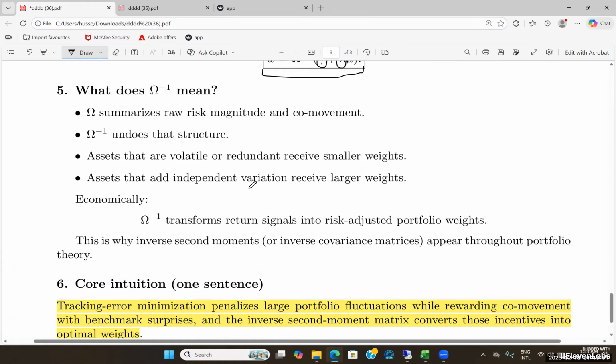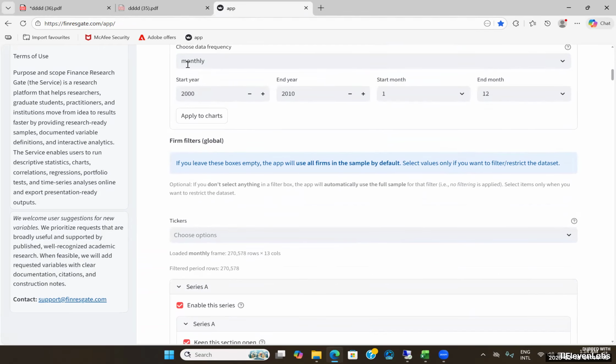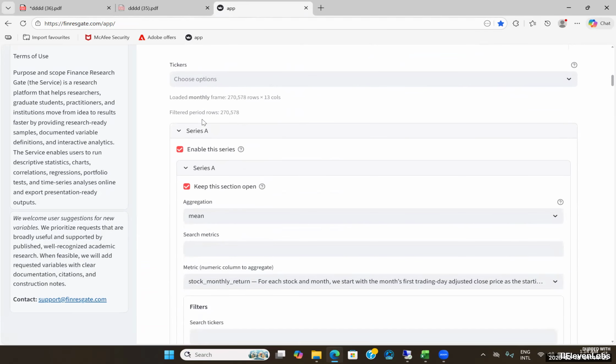So, to apply this concept, we'll be using the Finance SH Get website. We need to navigate to the time series section because that's where we can access our portfolio data. Let's imagine that we have chosen the monthly data covering the period from the year 2000 to 2010. After that, we would then click on Apply to Charts.